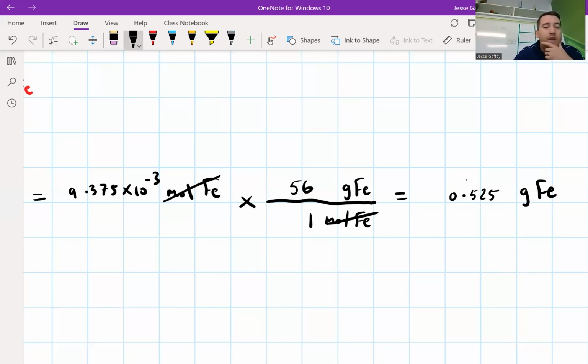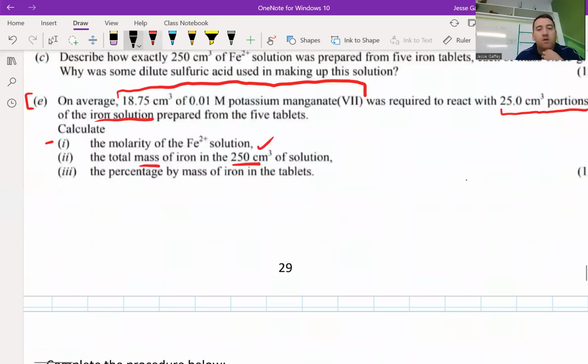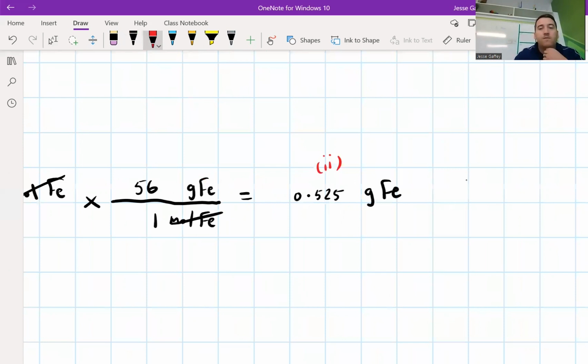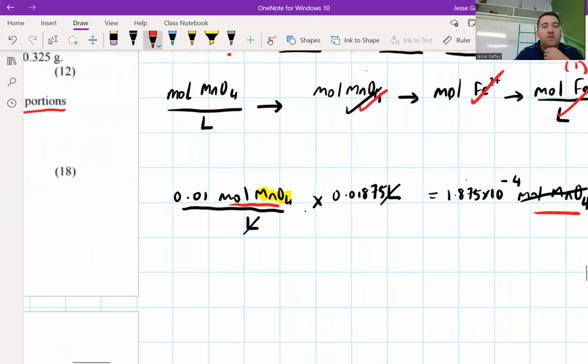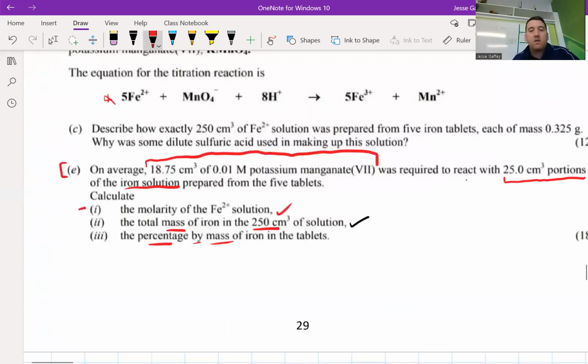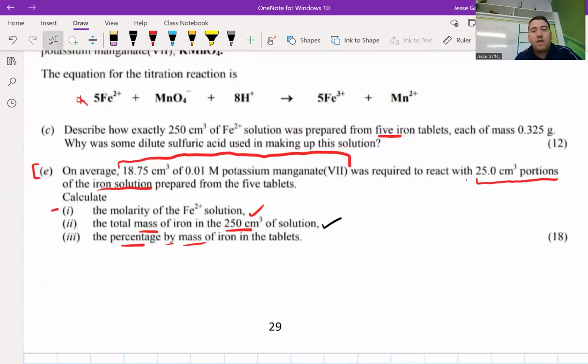All right, so going back over here now, let's check what it asks us to find: the mass of iron in 250 centimeters cubed of solution. So we've got up to here now, okay? So we're almost finished. This is part 2 done. The last step asks us to find the percentage by mass of iron in the tablets. So let's go back up and find out what was the mass of the tablets. Here it says we used 5 iron tablets, each of them had a mass of this. So we can do 5 times this to find the total mass of the tablets.